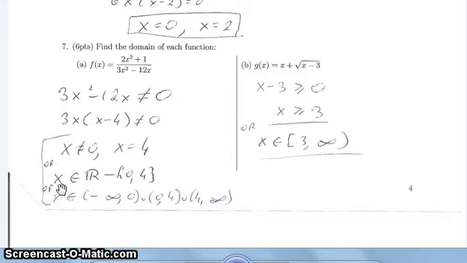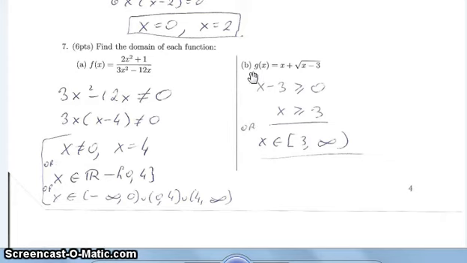Or you could have written it as x belongs to the set of all real numbers except the set containing 0 and 4, or in interval notation, x belongs to the interval from negative infinity to 0, union from 0 to 4, union from 4 to infinity, with parentheses everywhere, no brackets.